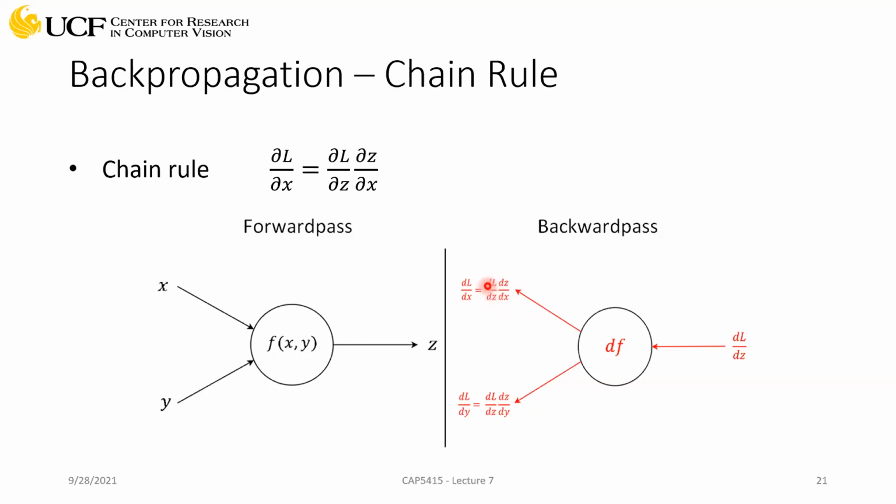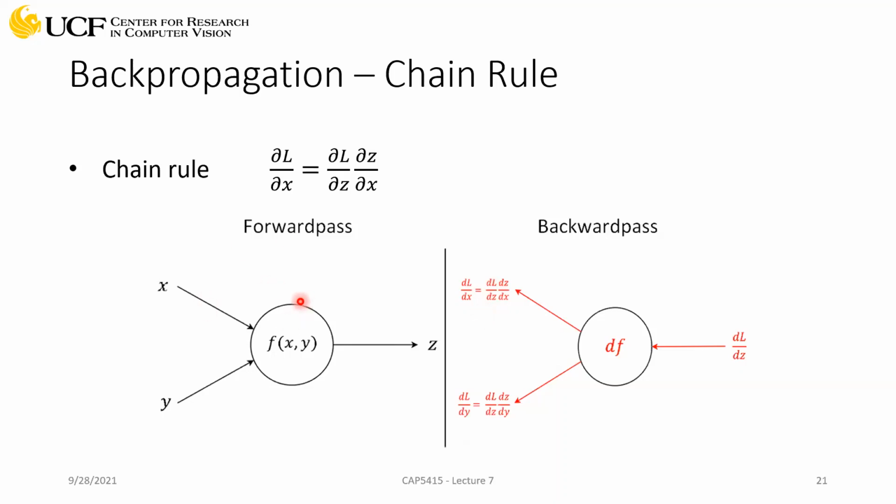The first term, the partial derivative of loss with respect to Z, we can compute right here because the loss is a function of the variable Z. Now to get the second term, we know that Z is a function of X, so we can compute the partial derivative of Z with respect to X, and that will give you the partial derivative of loss with respect to X. Similarly, you can do that for all the previous layers. You just keep backpropagating this loss.